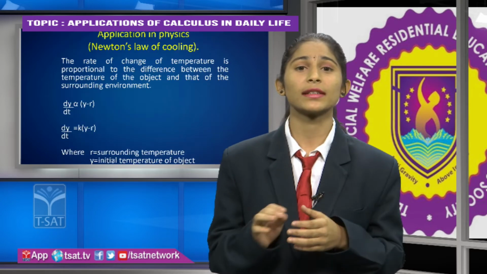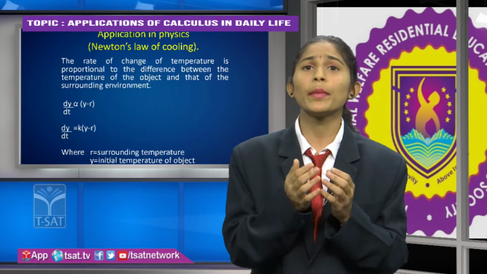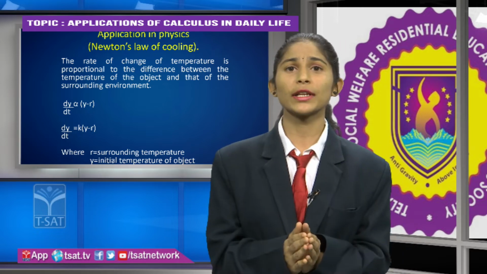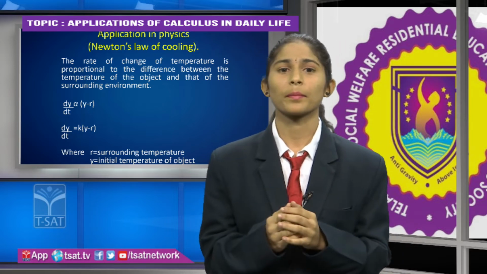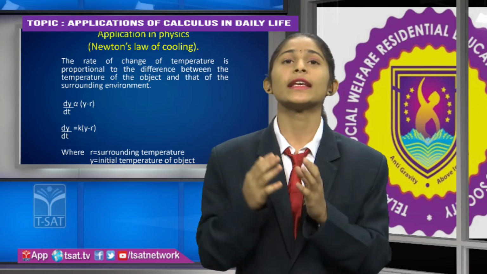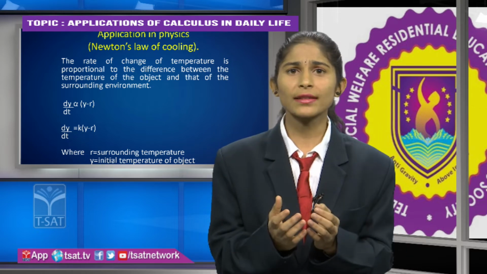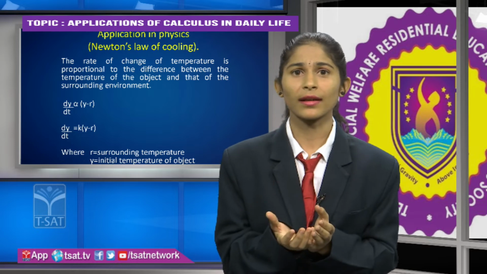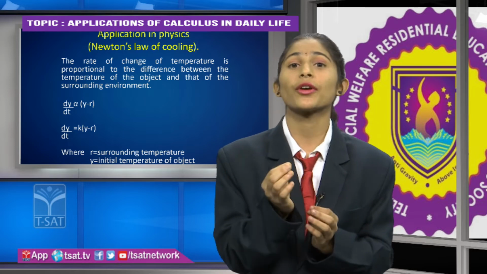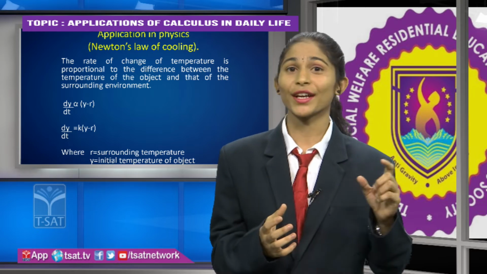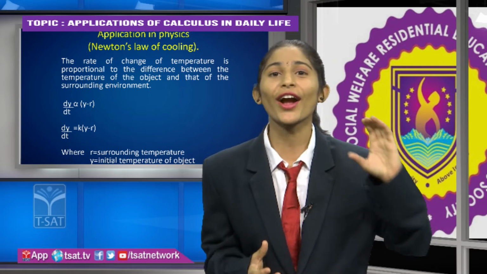So, here Newton's cooling law says that the rate of loss of heat is directly proportional to the temperature difference between the object and its surroundings. That is, dy by dt is directly proportional to y minus r. dy by dt is equal to k into y minus r. Friends, can you guess what the term y is? Here y is the temperature of the object, and the object is nothing but my coffee.